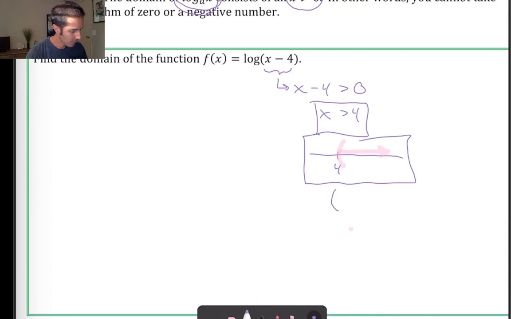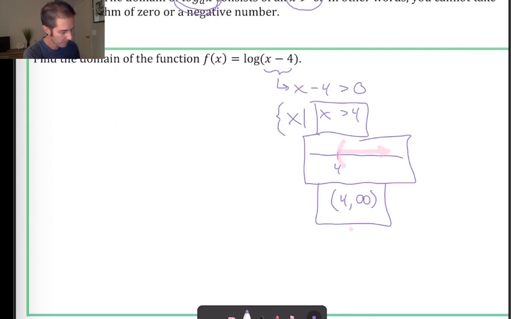We use that same parenthesis, we put the 4 there, reading our shaded region from left to right. The shading goes all the way up to positive infinity, and infinity always takes a parenthesis. So there's your final answer in 3 different formats. The first format, if you want to write it in set builder notation, we have the set of x values such that x is greater than 4, and then close your set braces. That's set builder notation.